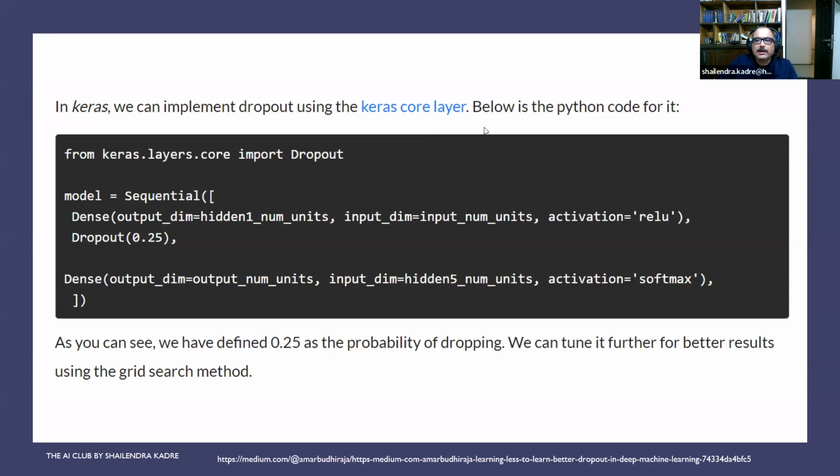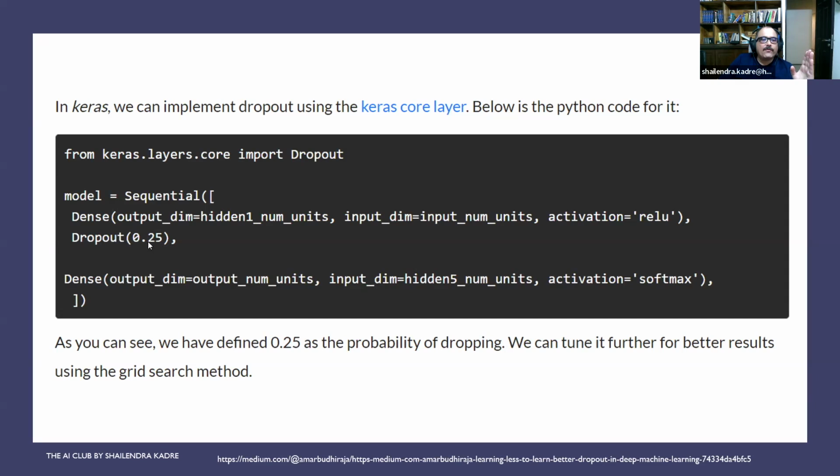This particular slide, Python code, you can see the probability of dropping, to get the result using the grid. See how to apply dropout. So you see Sequential model. In the Sequential model, the dense layer is defined as usual, with activation ReLU and all. Just next to the dense layer, you define a dropout layer called Dropout 0.25.